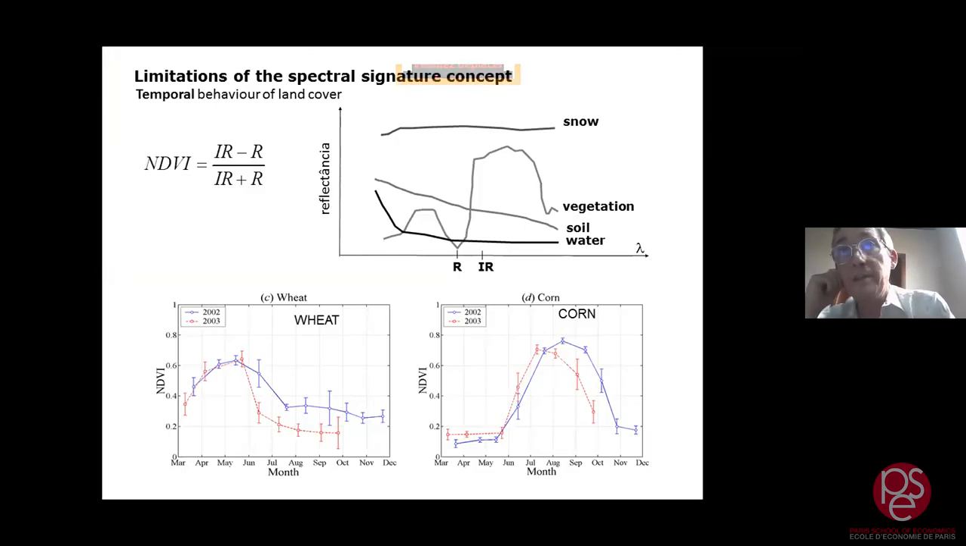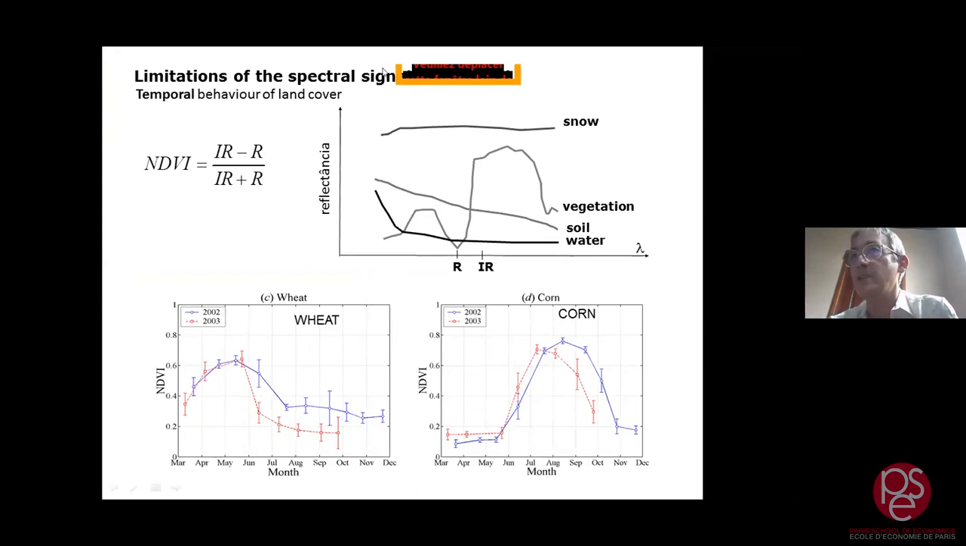The other limitation of a spectral signature concept is that it's instantaneous. The land cover map, which is instantaneous, does not consider the temporal behavior. So I just want to show an example here based on an indicator. It is not a direct measurement. It's a combination of measurements.